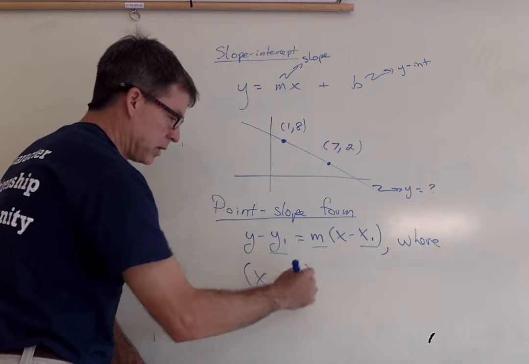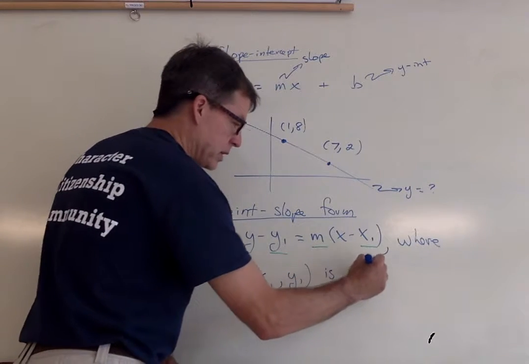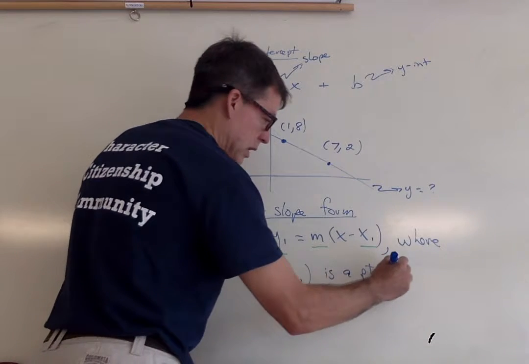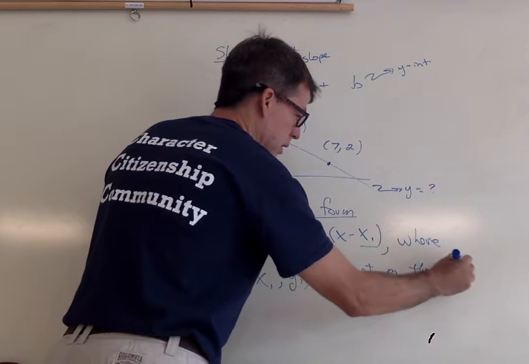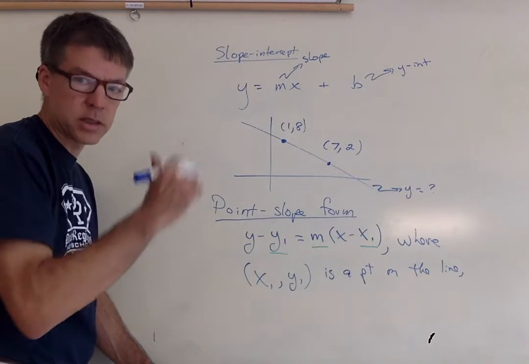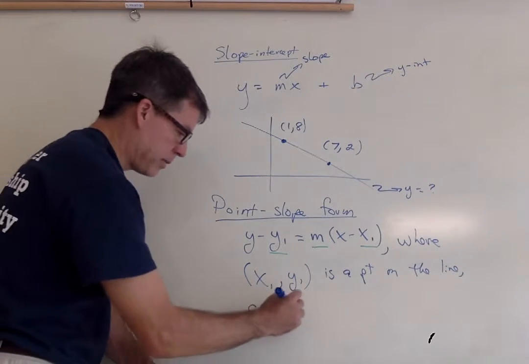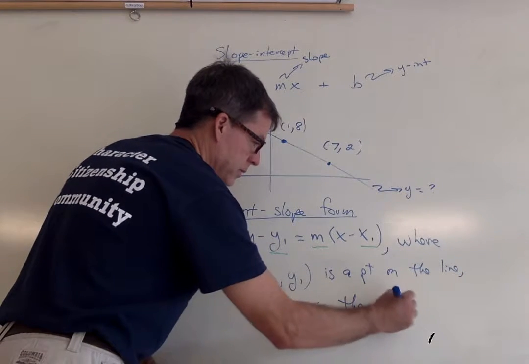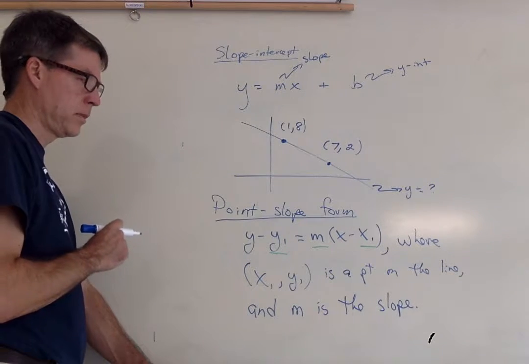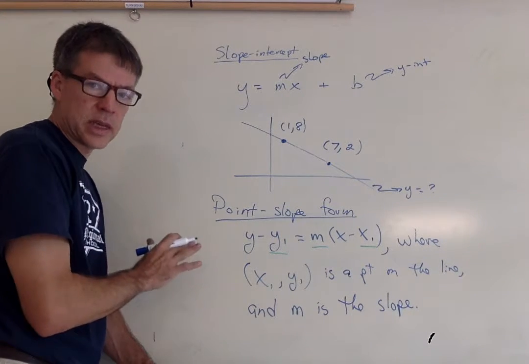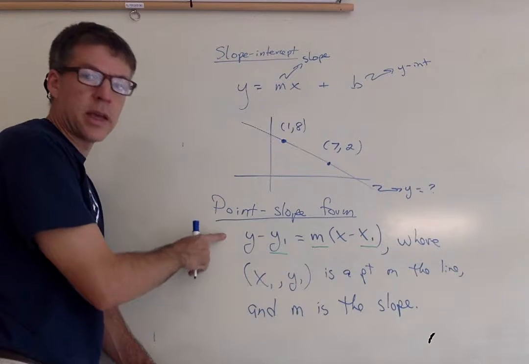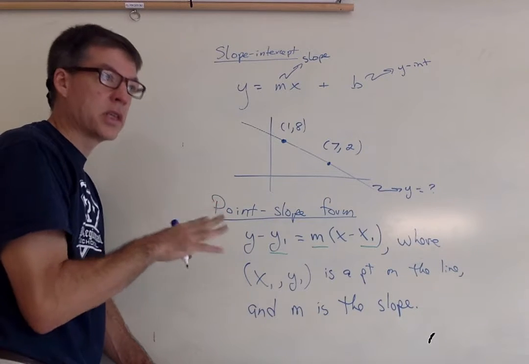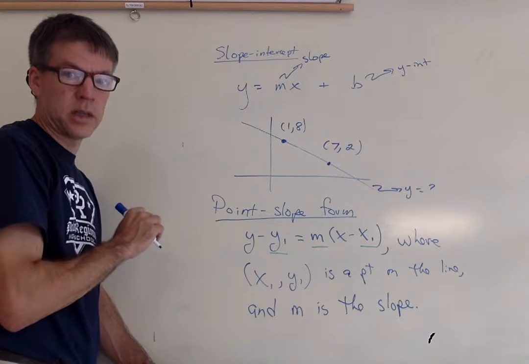Where x1, y1 is a point on the line, and m is still the slope. Boom. Please memorize that. Y minus y1 equals m times x minus x1, and you need to fill in 3 slots to get a particular equation for a particular line.